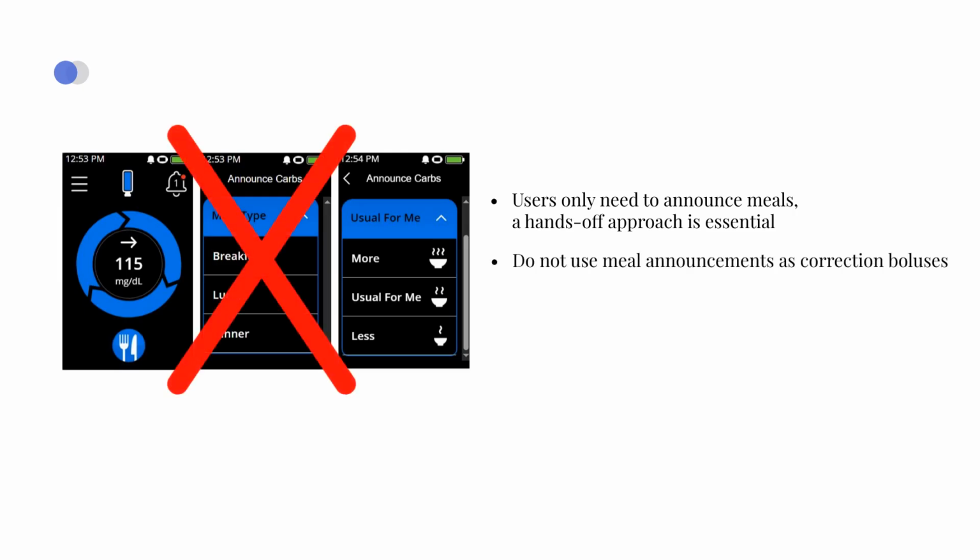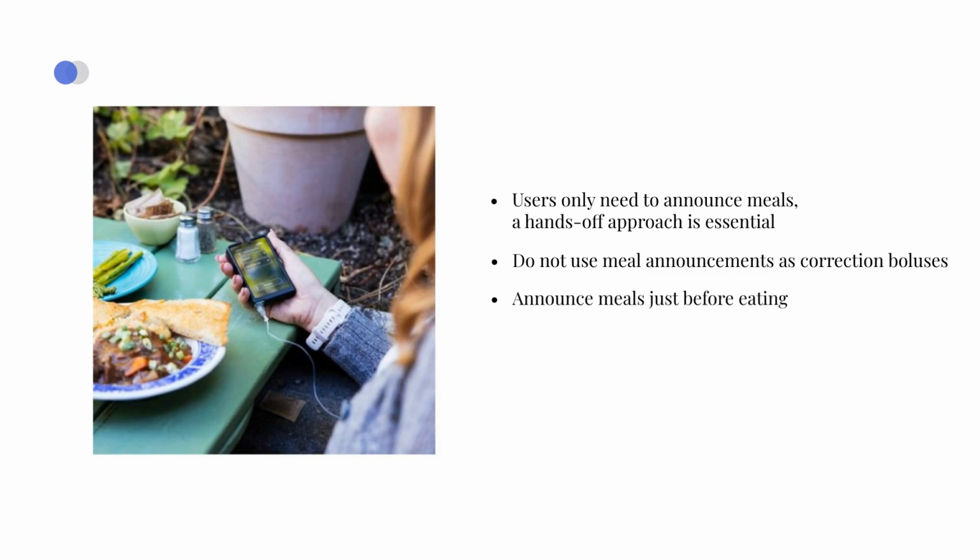Do not use meal announcements to try to get more insulin from the iLet outside of mealtimes or correct a high glucose level. This will disrupt the system's adaptation and increase the chance of low glucose levels. Meal announcements should occur just before eating, indicating the meal's carbohydrate content relative to the user's typical intake: usual for me, more, or less.